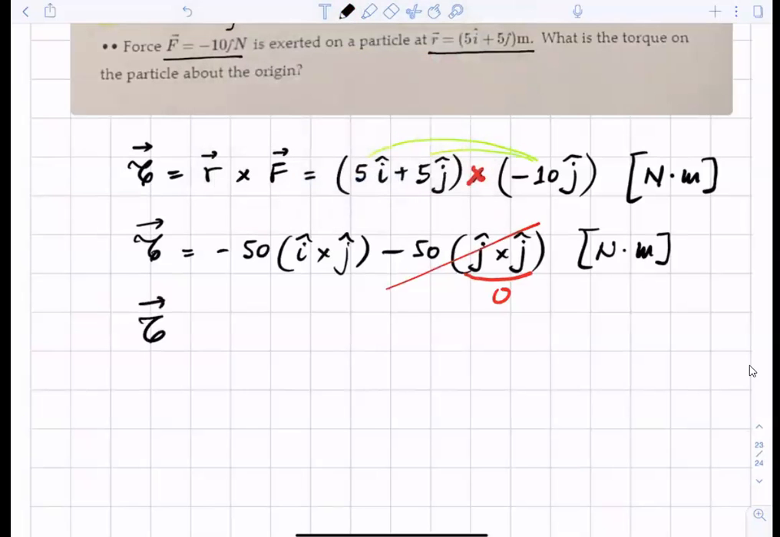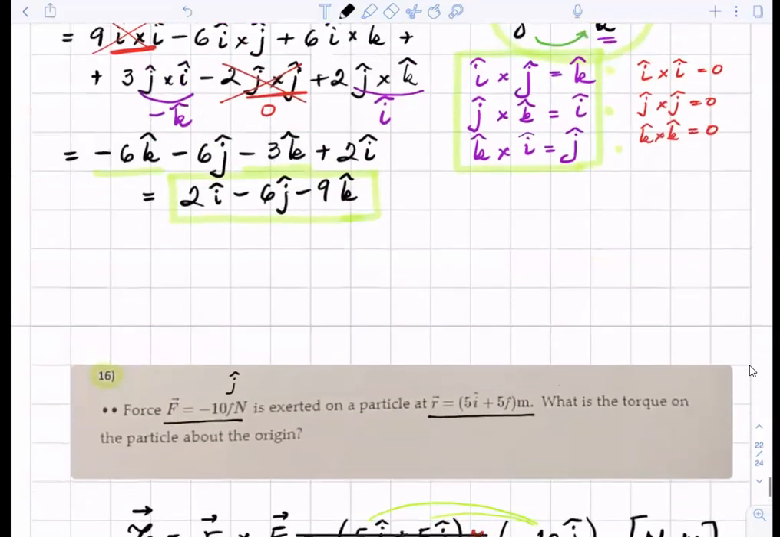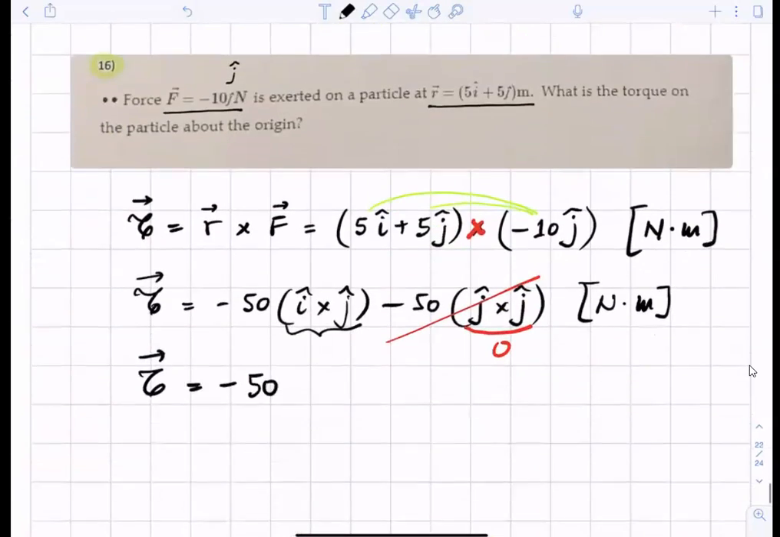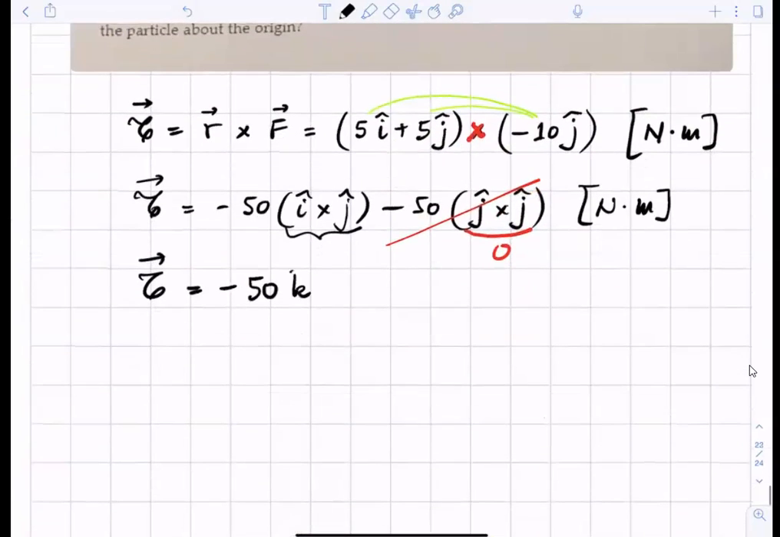Final answer for your torque. As a vector, it's negative 50. And if you look above, i times j is going counterclockwise, so there will be a positive k. So there will be a k hat. And these are Newton meters. All right. So this is the direct application of your cross product. Okay then.